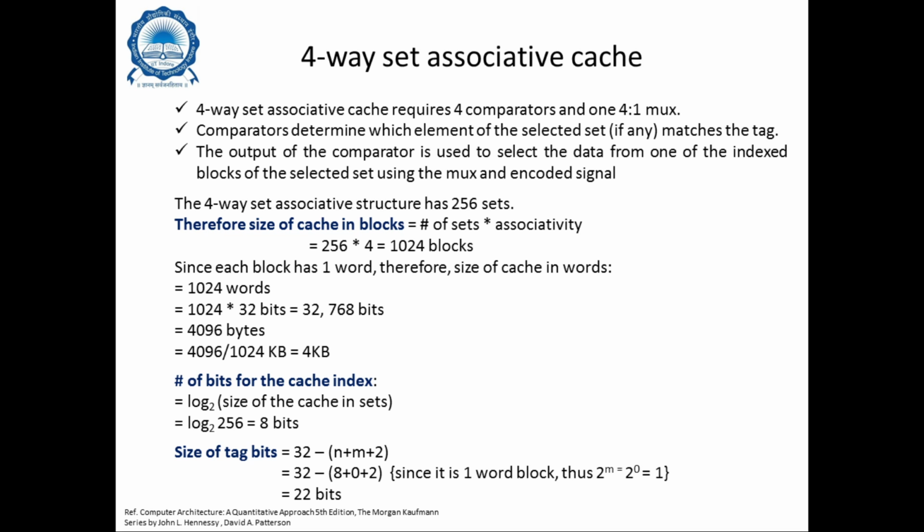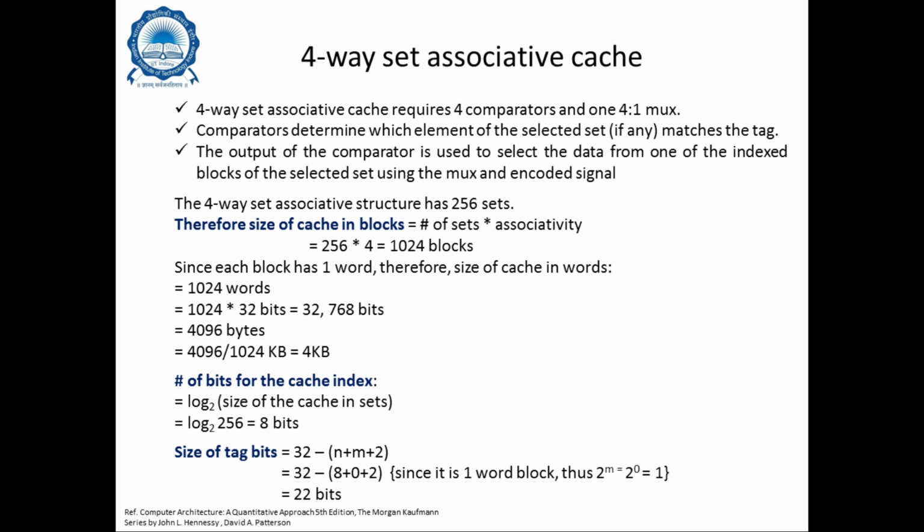The 4-way set associative cache structure has 256 sets, as you could see, from 0 to 255. Therefore the size of the cache in blocks is number of sets times associativity. 256 times the associativity, which was 4 because it's a 4-way set associative cache, gives you 1024 blocks. Now since each block has one word, the size of the cache is 1024 words, which is 1024 times 32 bits, which is 32,768 bits, equivalent to 4096 bytes, which is equivalent to 4 kilobytes, 4 KB.